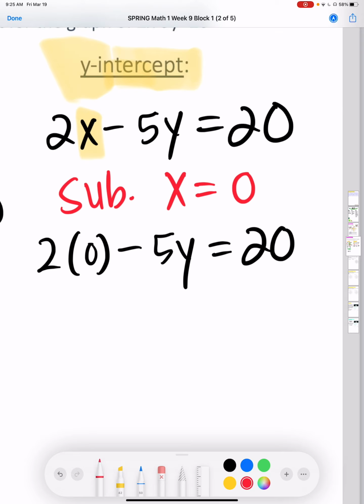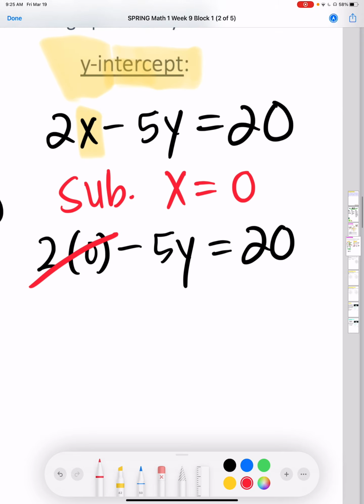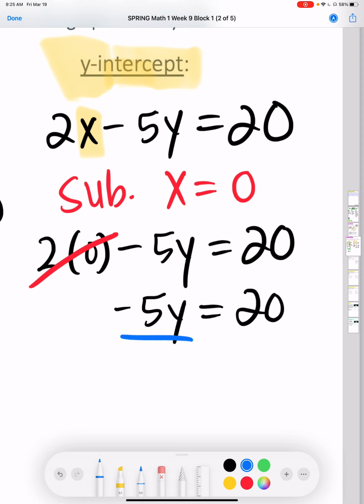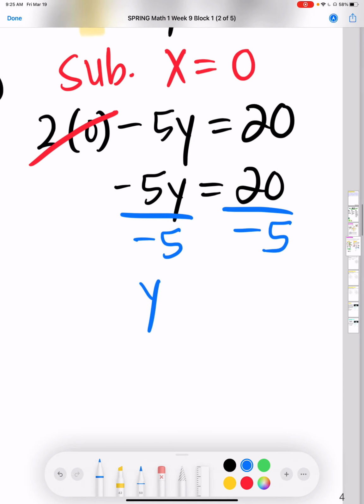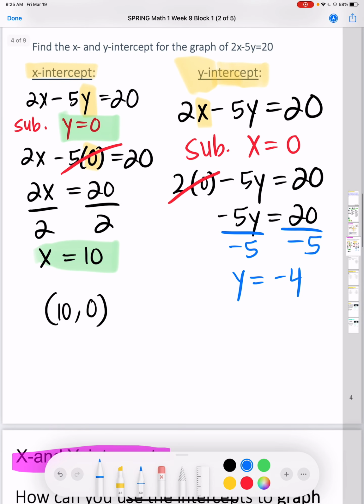So I'm going to do the same thing. I'm going to simplify. 2 times 0 is gone. Bring down -5y is equal to 20. And I'm going to divide both sides by -5. So I'm left with y is equal to -4. Again, write your answer as a coordinate.